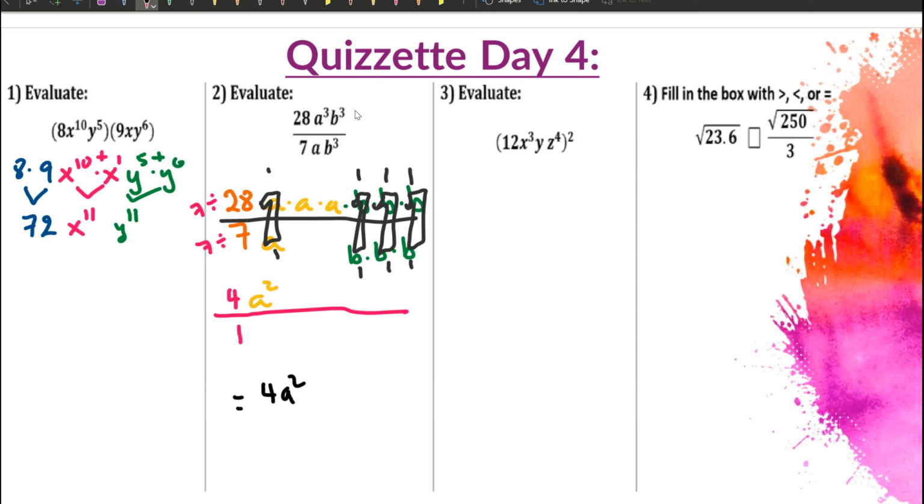Okay. Oh, sorry, I'm about to move on to problem 3. Problem 2, you have another option, which is to use the quotient rule. 28 divided by 7 gives you 4.